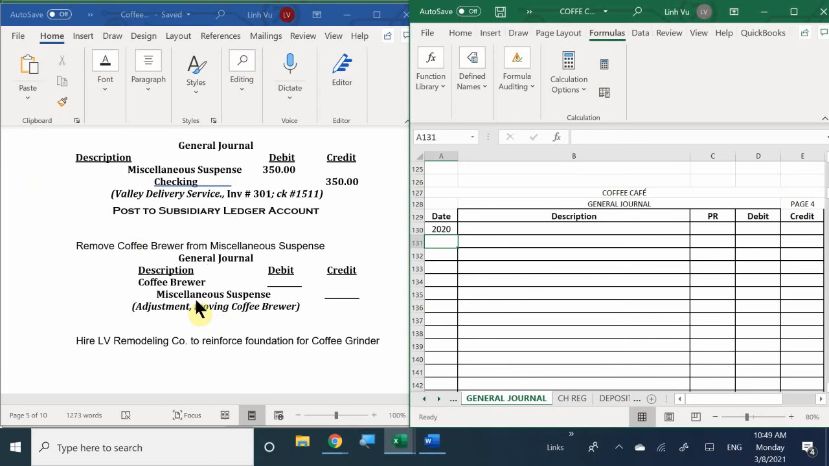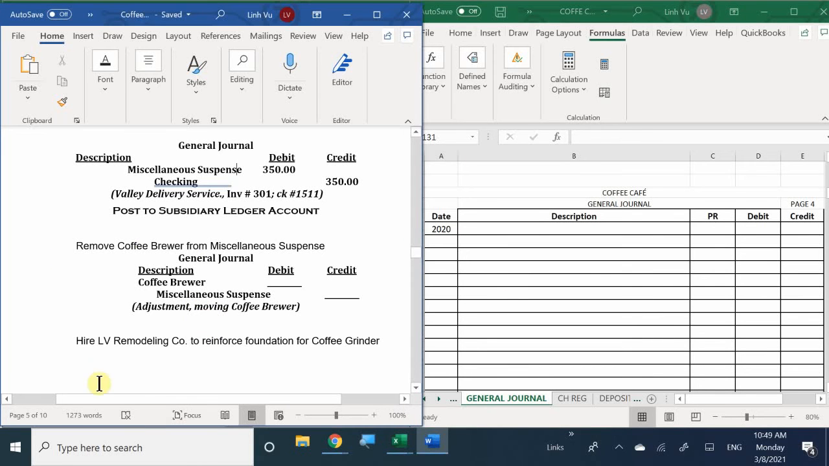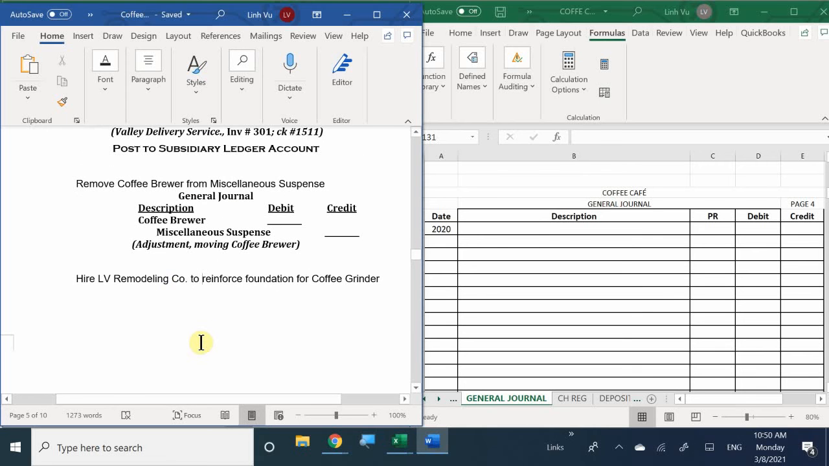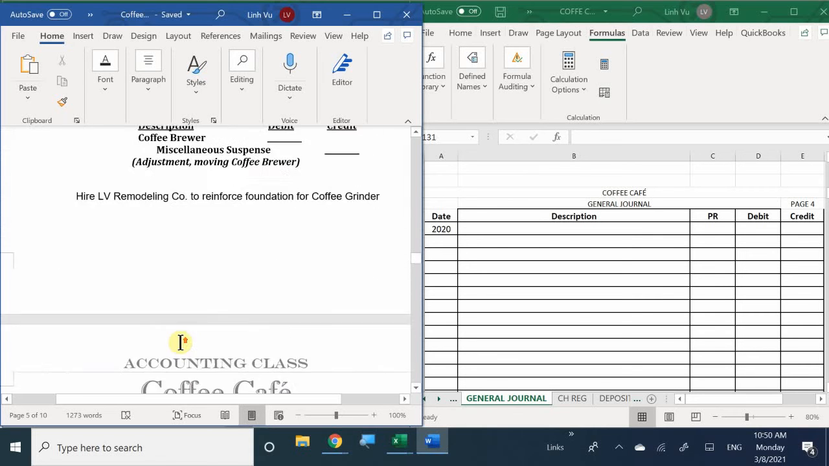So now that we got the coffee brewer out, what happened next? We hired the remodeling company for the foundation. Okay. Do we need to journalize this? No, not just for us hiring them. We're just hiring them. No bill has been sent to us or anything, so we can go ahead and go next.